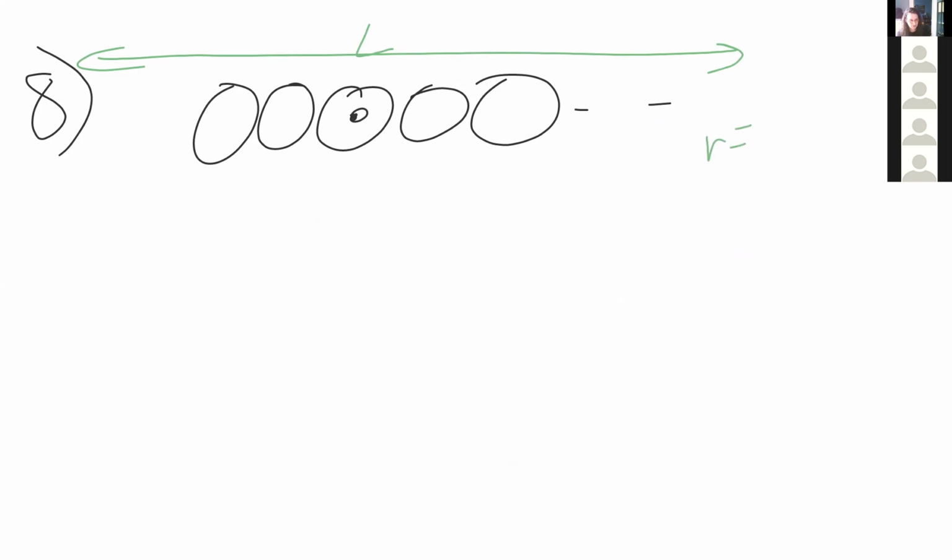So the length will cover 15 disks, and you notice that they're diameter to diameter. That means the length divided by 15 would give you the diameter of each. So the radius would be the length divided by 30, right? The diameter divided by 2. Okay, so set that aside.